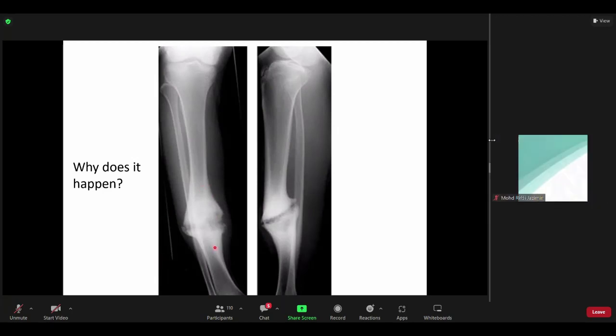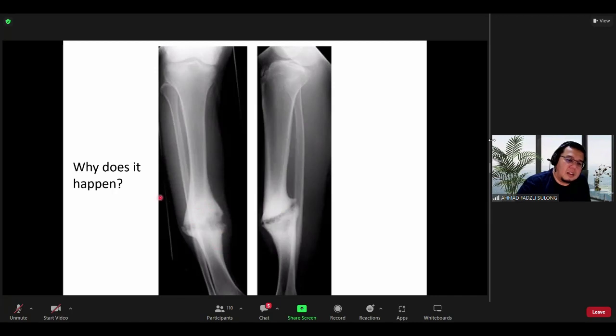So what's the problem with hypertrophic non-union? Alang-alang kita dah hadir kat hypertrophic non-union ni. Sekejap, aku tanya orang lain je. Siapa? Apa, Rifdi?